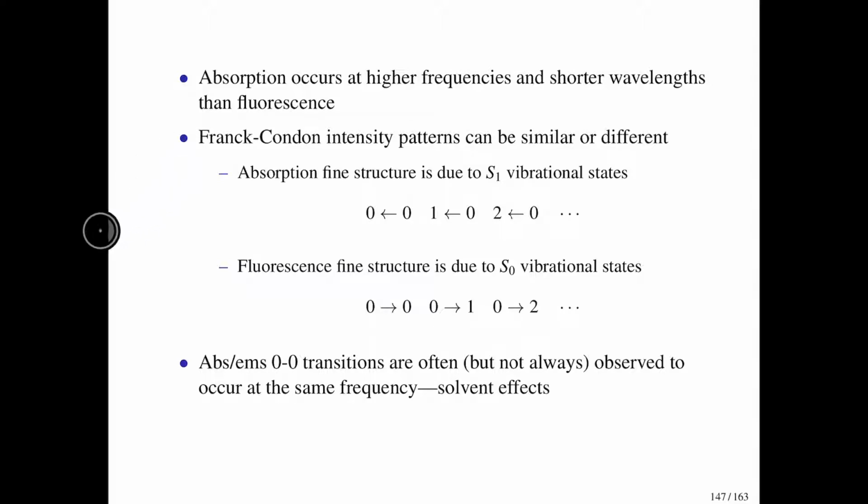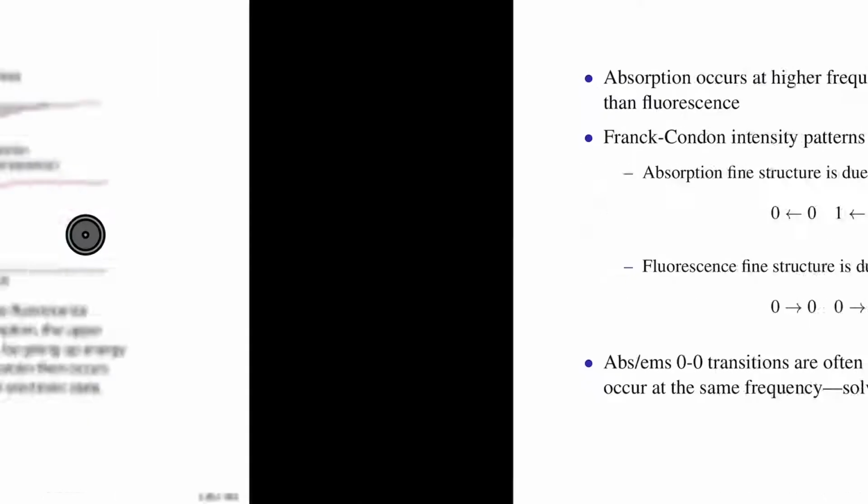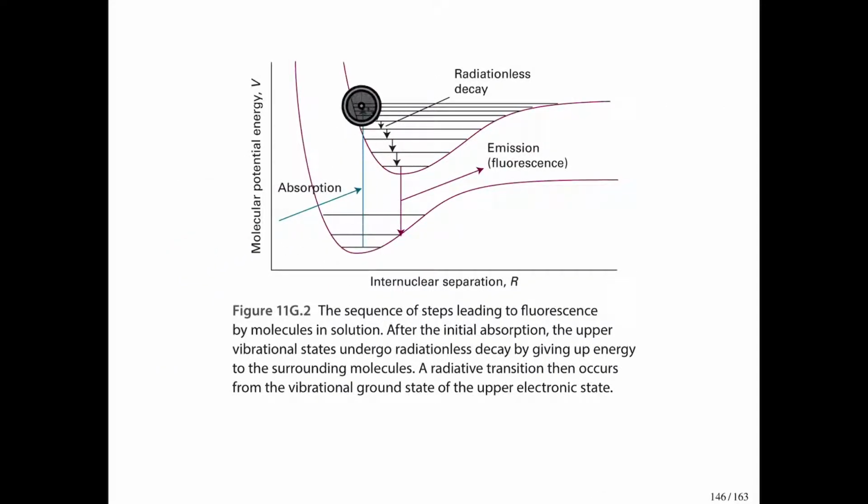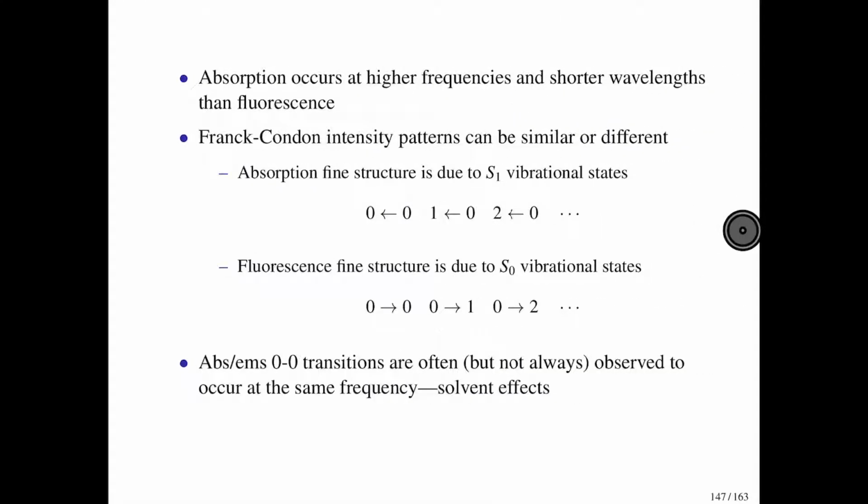Moreover, that vibrational fine structure that I've alluded to when discussing the transitions to these levels and the transitions down to these levels, the intensity patterns that you get for absorption and fluorescence can be the same or they can be different. It just depends on the particular electronic states that you're looking at. This is essentially what I've already said, is that the absorption fine structure is due to the S1 vibrational states, whereas the fluorescence fine structure is due to the S0 vibrational states.